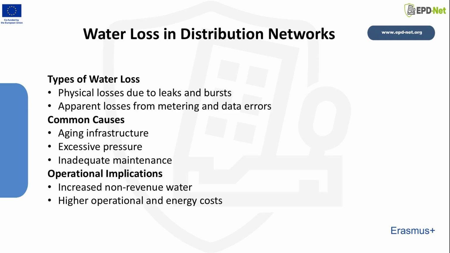Water loss in distribution networks refers to the difference between the volume of water supplied to the network and the volume that is billed to customers. These losses are generally classified into two main categories: physical losses and apparent losses. Physical losses occur due to leaks, bursts, and overflows in pipes, joints, and fittings. Apparent losses, on the other hand, result from issues such as inaccurate metering, data handling errors, or unauthorized consumption. Both types of losses reduce the efficiency of water distribution systems.